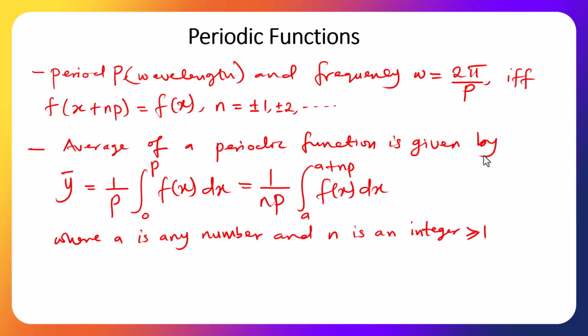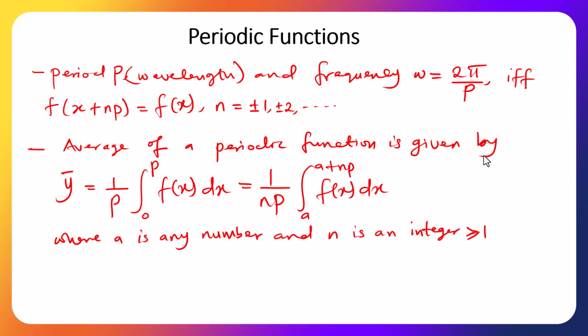Today, we are going to extend our understanding and definition of periodic function. A function is periodic of period p and frequency omega equals 2 pi over p if and only if f of x plus np equals f of x, where n equals plus or minus 1, plus or minus 2, plus or minus 3, and so on.